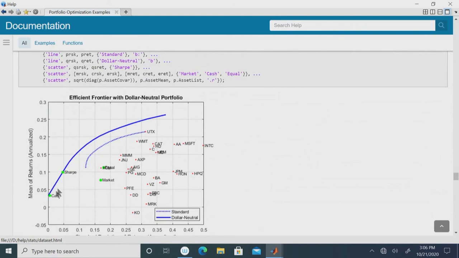And here also you end up getting an efficient frontier of the dollar neutral. If you observe carefully here, this is the efficient frontier that we have, and this is the tangent line, and this point of tangency is the one with the maximum Sharpe ratio. Accordingly, this bold curve here is the dollar neutral efficient frontier, and this dotted one is the standard or the usual efficient frontier.